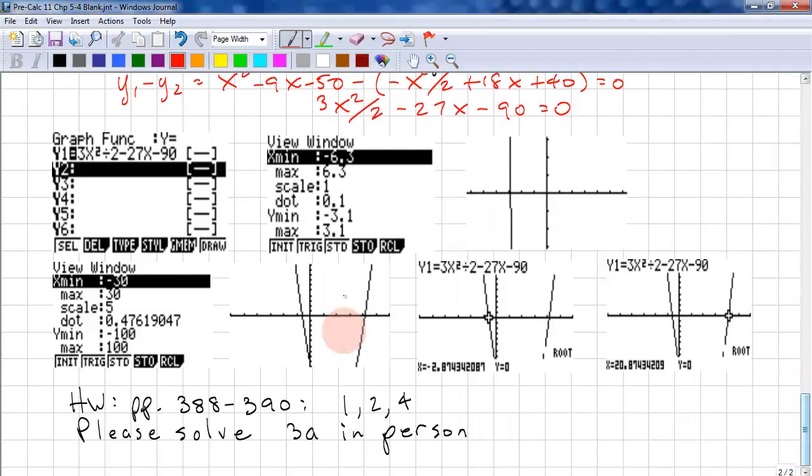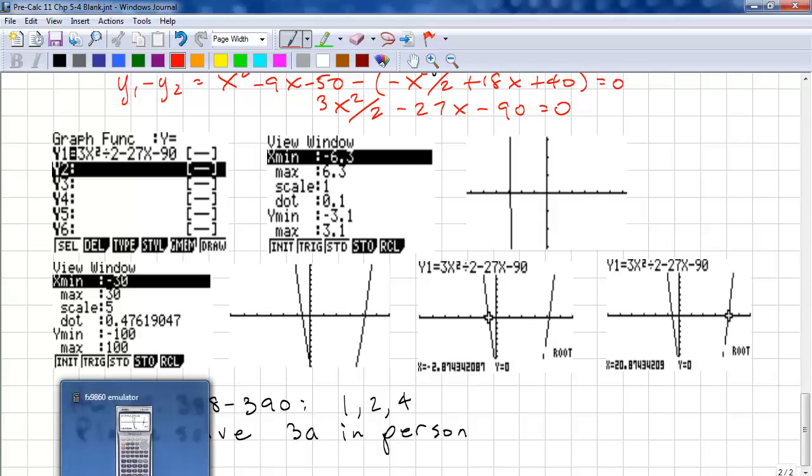So the trickiest thing about using your calculator is setting a decent window so you can see your answer. And generally you want to make it bigger. So you want to make the x min and max bigger and the y min and max bigger until you see enough of your curve. And that completes this lesson.